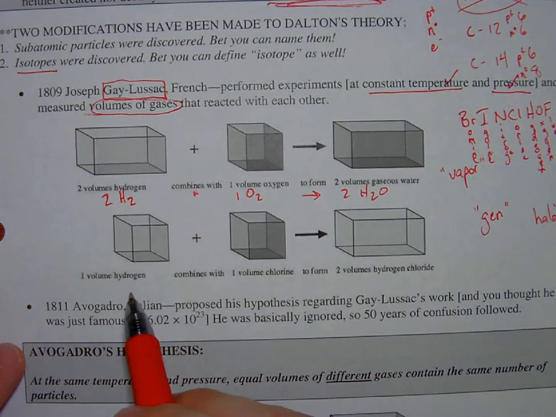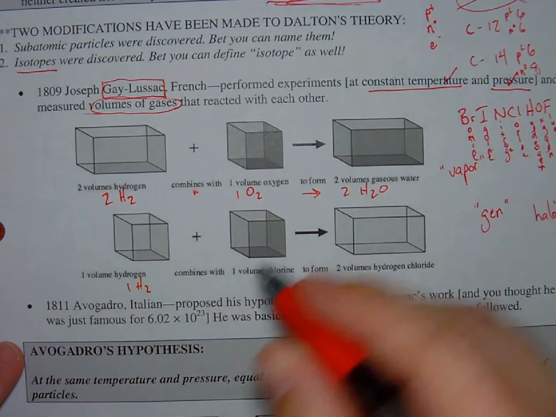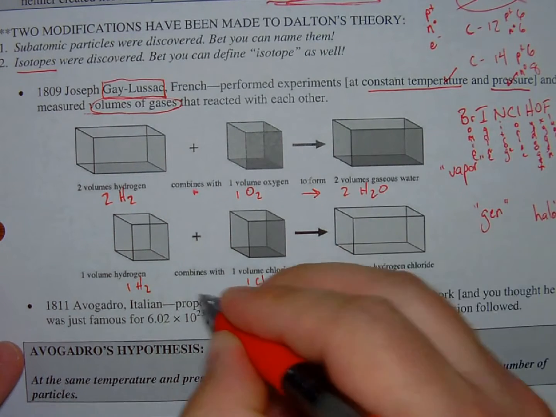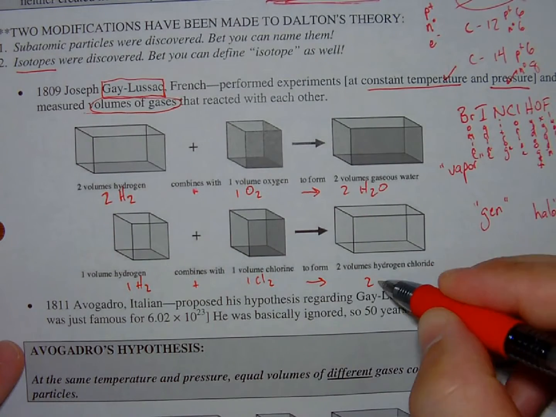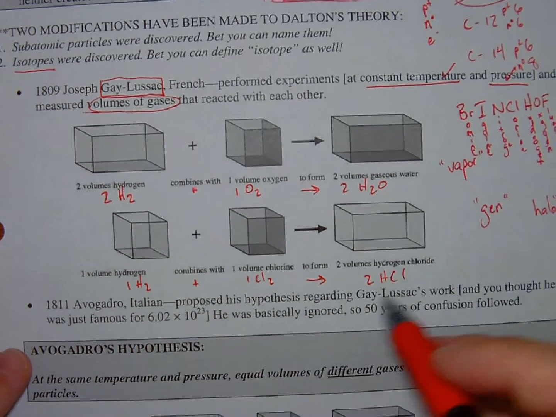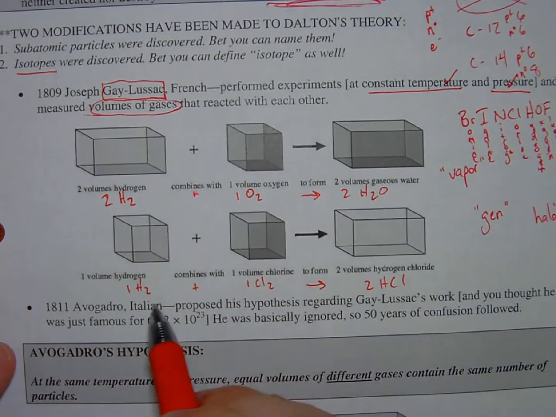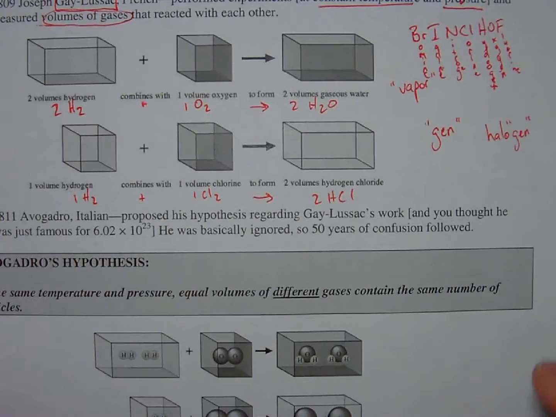Anywho, another experiment that was done over and over and over. We get 1 volume of hydrogen with 1 volume of chlorine, which is a halogen, to form 2 volumes of HCl. And this study right here was one of the things that actually led scientists to conclude that there was such a thing as diatomic molecules.